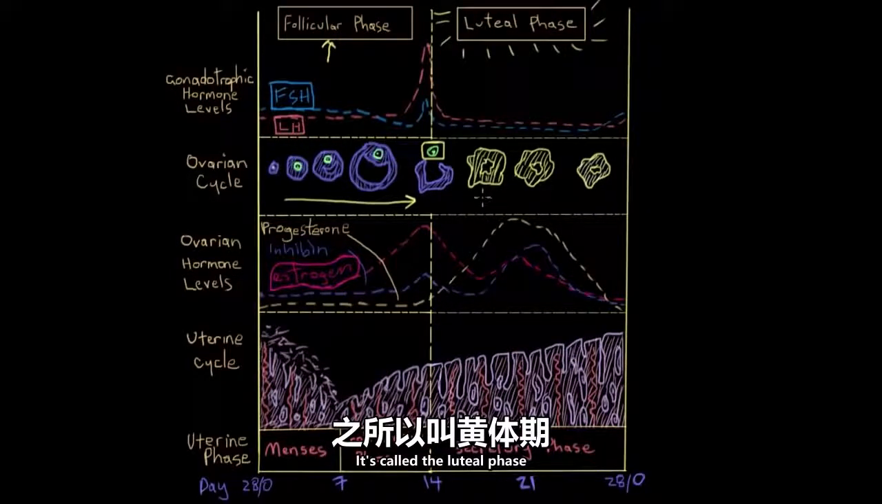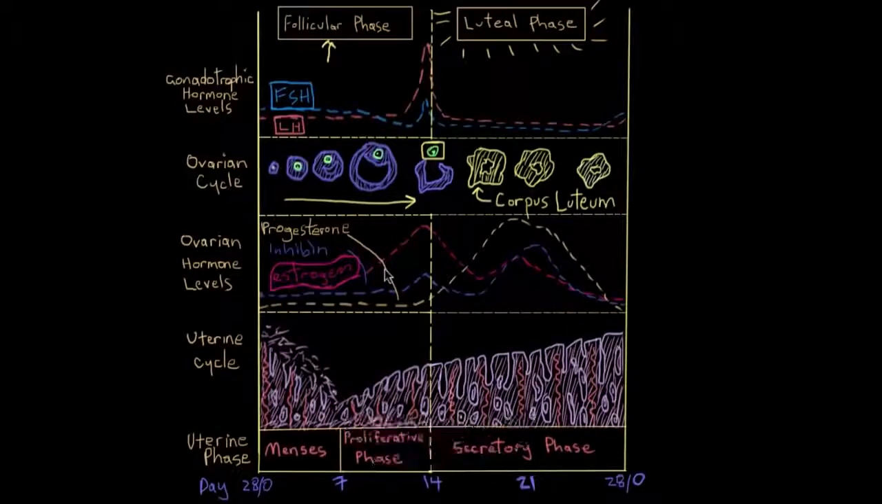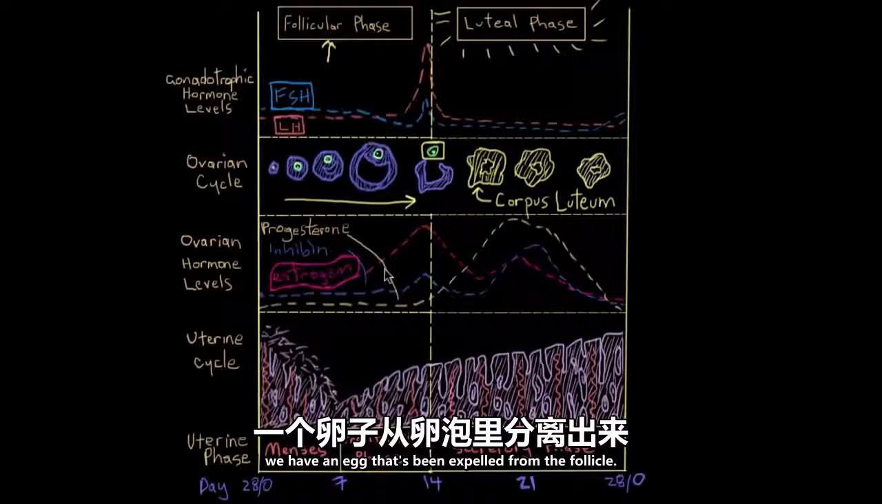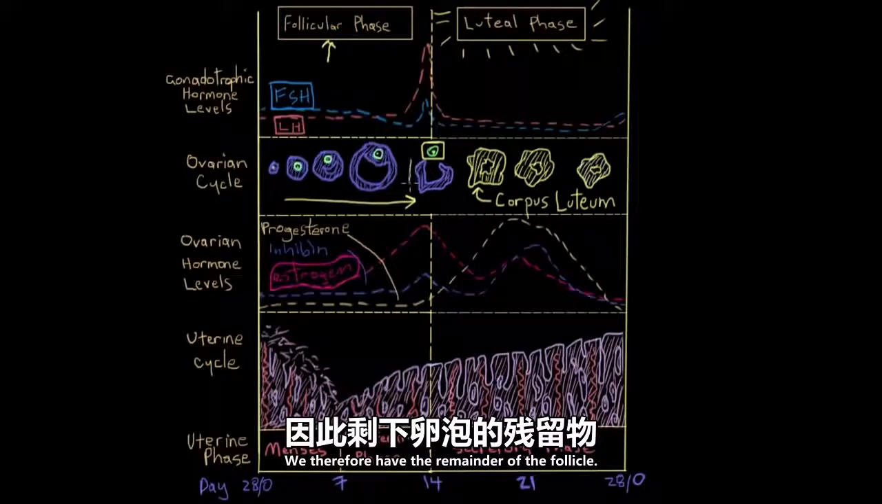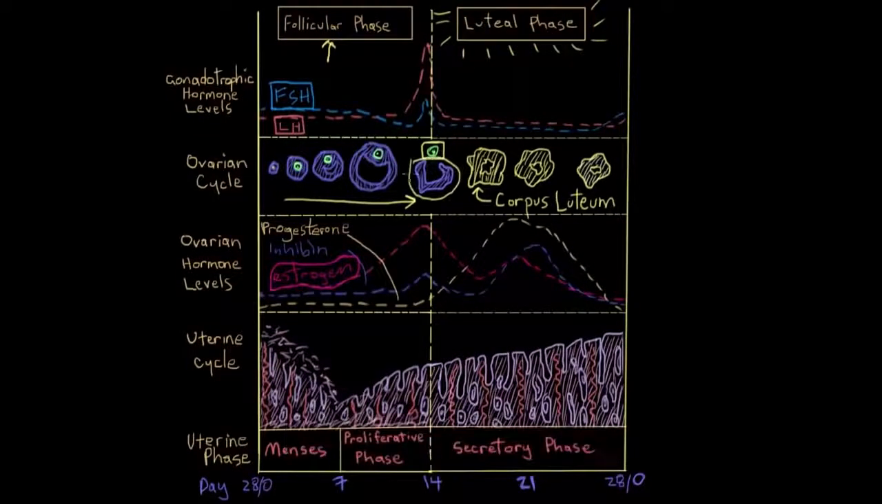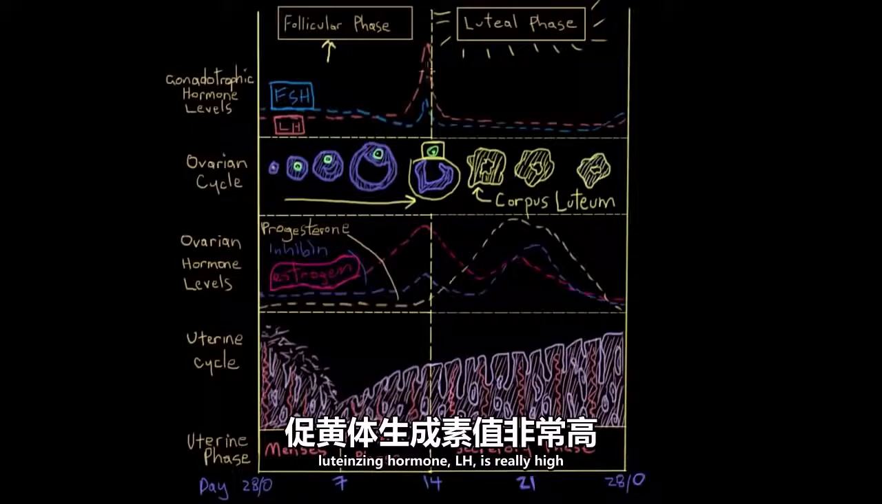And it's called the luteal phase because it's about the development of this yellow structure here called the corpus luteum. So let's talk about it. So here after ovulation, we have an egg that's been expelled from the follicle. So we therefore have the remainder of the follicle. And at this point, luteinizing hormone, LH, is really high.